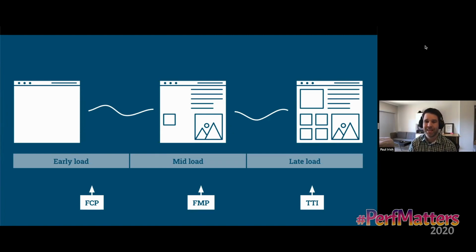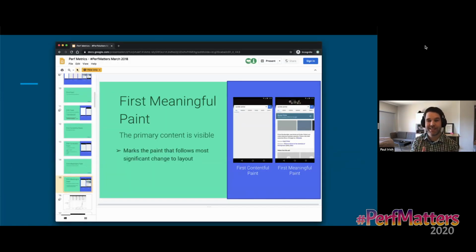But FMP has some issues. And actually, to cover that, I could just rewind the clock to 2 years ago at this exact same conference, Perf Matters. I was giving a talk on performance metrics. And so first meaningful paint. Well, it's when the meaningful content is painted.